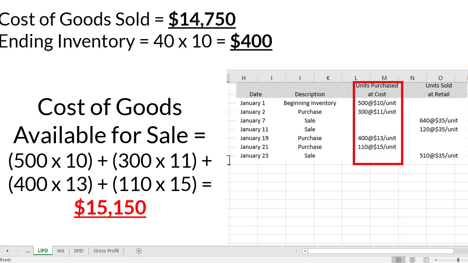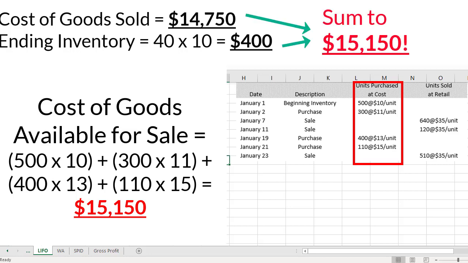Now, if we take the ending inventory of $400 and add that to the cost of goods sold of $14,750, we get, well, $15,150, which is the same as the cost of goods available for sale. So that's a good way for you to check your work, and it works regardless of which inventory costing method you are using.